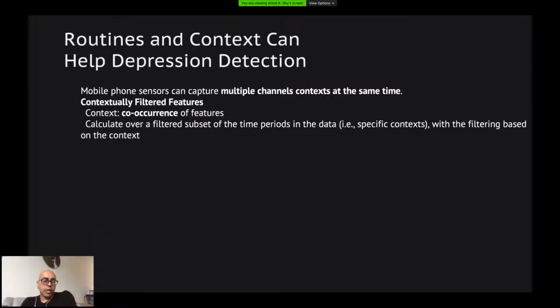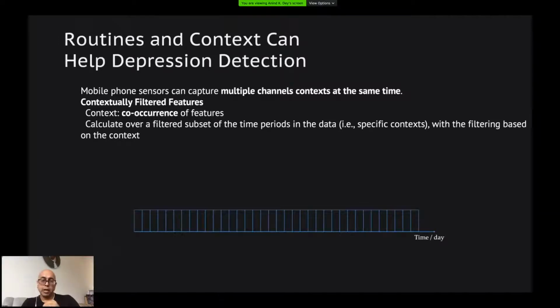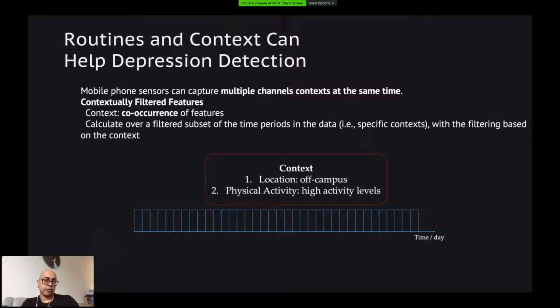So I don't have a lot of time left because I do want to open it up for questions, but I want to talk a little bit about some of the techniques we're looking at, where we're trying to innovate in terms of our abilities to identify what should go into these routines. So we've been looking a lot at what we're calling contextually filtered features.